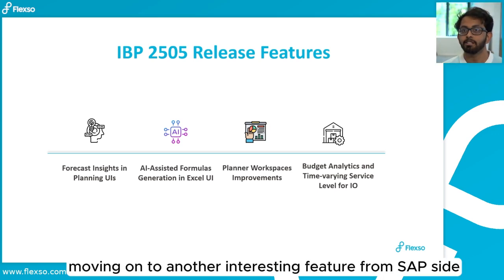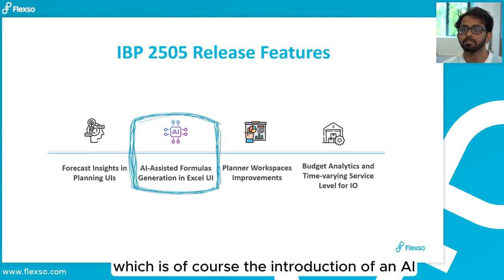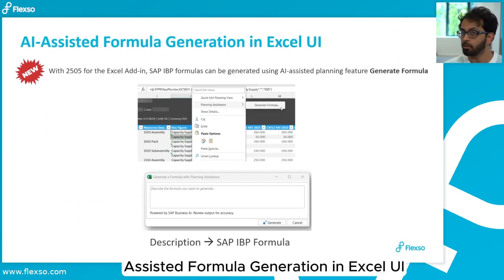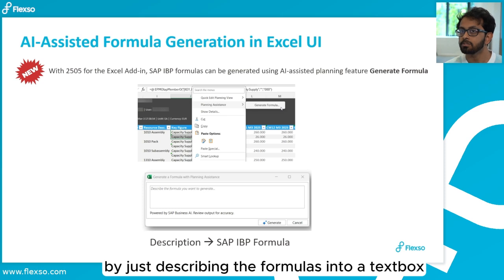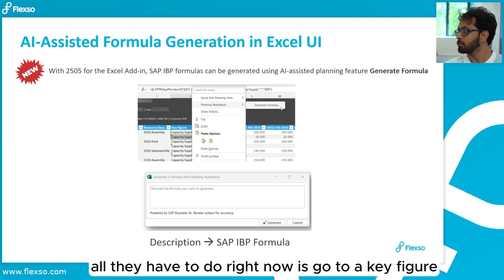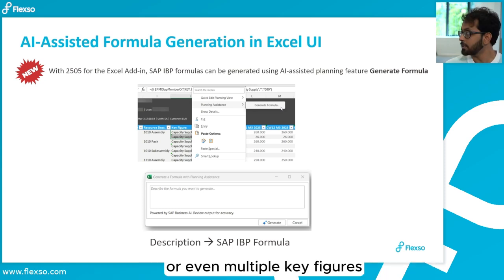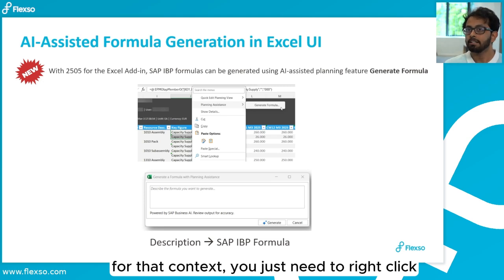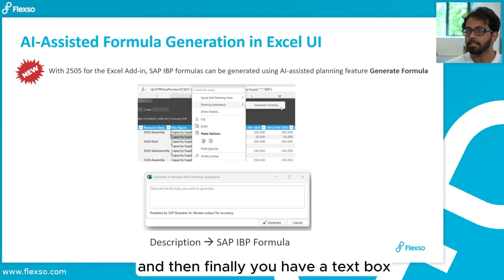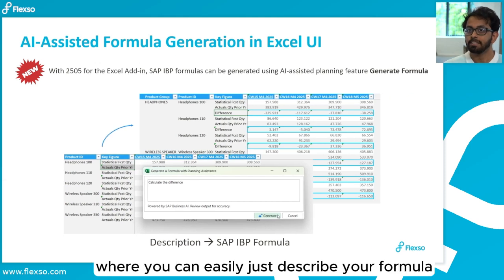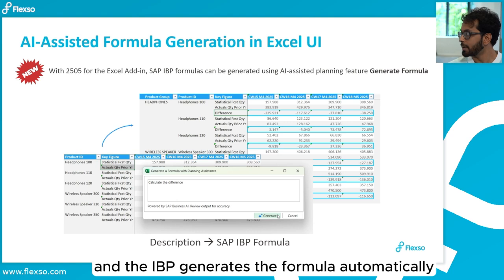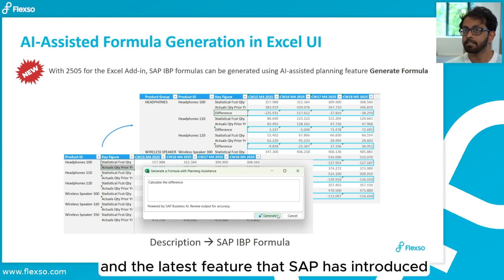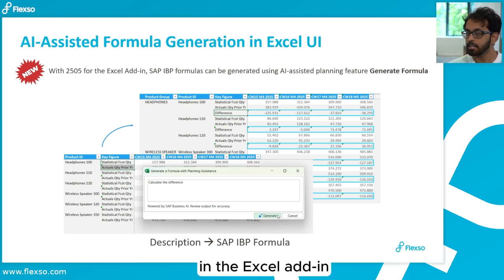Again, moving on to another interesting feature from SAP's side, which is of course the introduction of an AI-assisted formula generation in Excel UI, where now planners can easily create SAP IBP formulas by just describing the formulas in a text box. Why is it easier? Because all they have to do right now is go to a key figure, or even multiple key figures, for that context. You just need to right click, choose the generate formula tab, and then finally you have a text box where you can just describe your formula in your natural language, and IBP generates the formula automatically. So this is a very interesting and the latest feature that SAP has introduced in the Excel add-in.